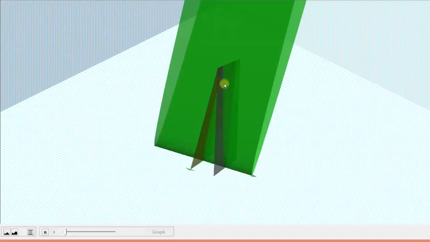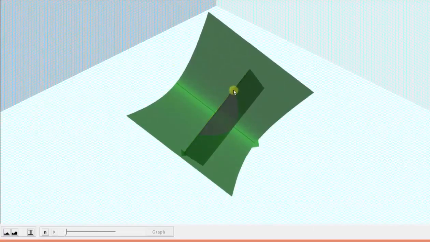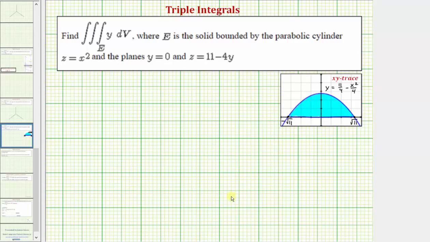And notice if we look down on the xy plane, it's a little hard to see, but the xy trace would be this area here, bounded by this parabola and this line here. So going back to our work, we need to select an order of integration. Let's let dV be equal to dz dy dx. So we'll have the triple integral where the integrand function is just y, and then for differential V, we'll use dz dy dx.